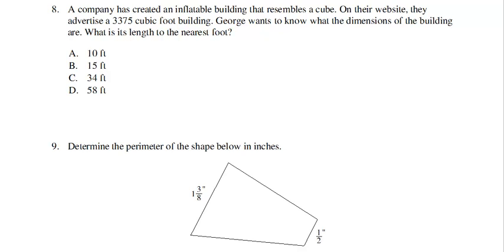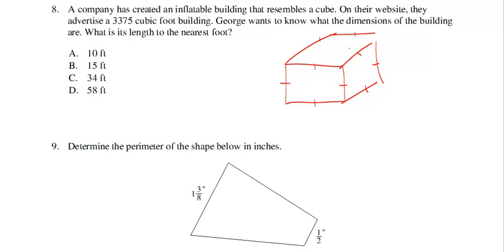All right, number 8, a company has created an inflatable building that resembles a cube. There you go. On their website, they advertise a 3,375 cubic foot building. George wants to know what the dimensions of the building are. What is its length to the nearest foot? So let's draw ourselves a little picture. So we have a cube. I'm a horrible drawer, but let's say something looks like that. We know all the dimensions are the same.